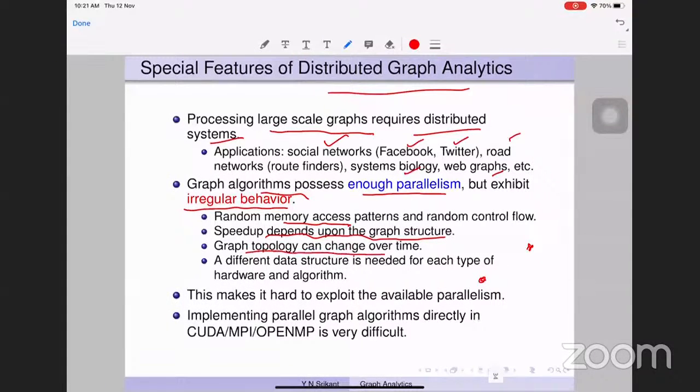Graph topology can change over time. There may be websites added or removed over time. And you require a different data structure for each type of hardware and the algorithm. This is a specialty of the implementation. So all this makes it extremely hard to exploit the available parallelism in a graph algorithm. And programming them directly, like in CUDA or MPI, OpenMP, it's like writing assembly language programs. That is where the difficulty is.